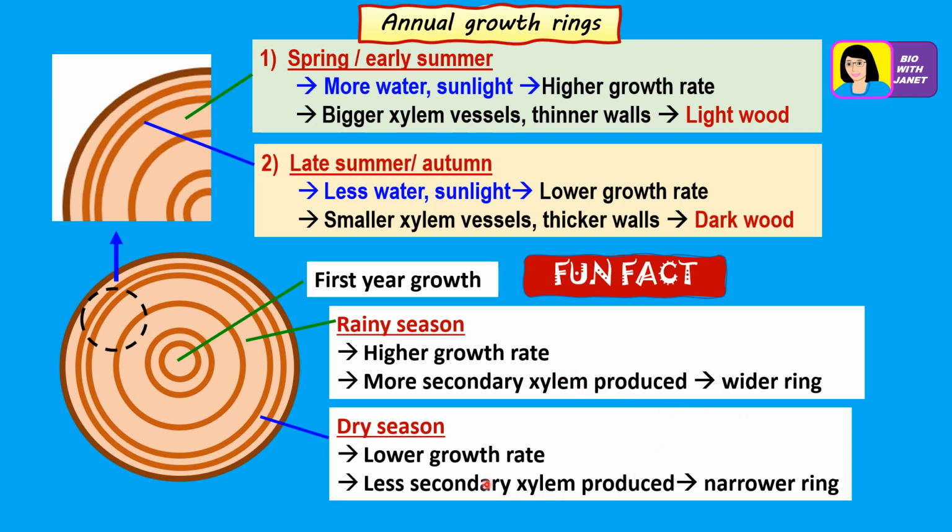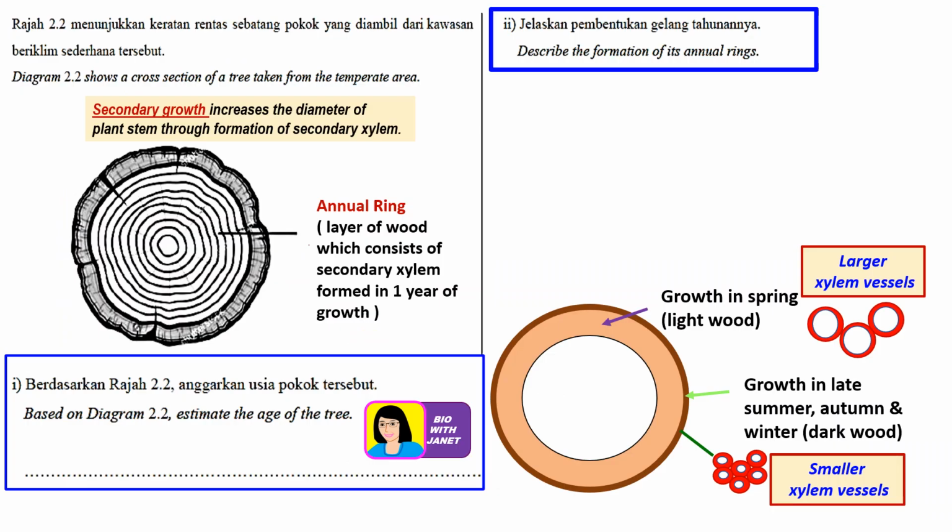But in certain seasons, it's drier, and for different years it may be dry, so there's a lower growth rate and less secondary xylem is produced, so the ring is narrow. Okay, so this is a narrow ring, but this is a broad ring, a wider ring. But we concentrate more on the quality of the xylem vessels, the type of xylem vessels produced. Okay, as in the top part here. This is just an extra question.